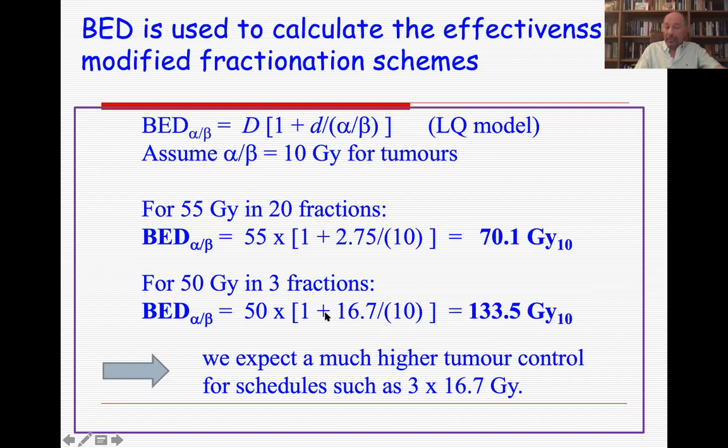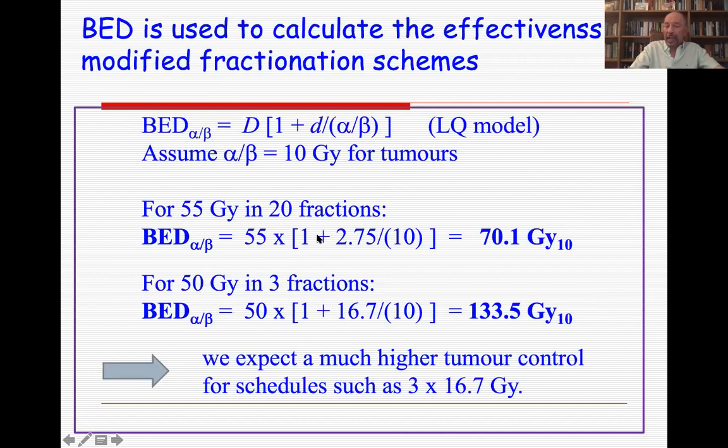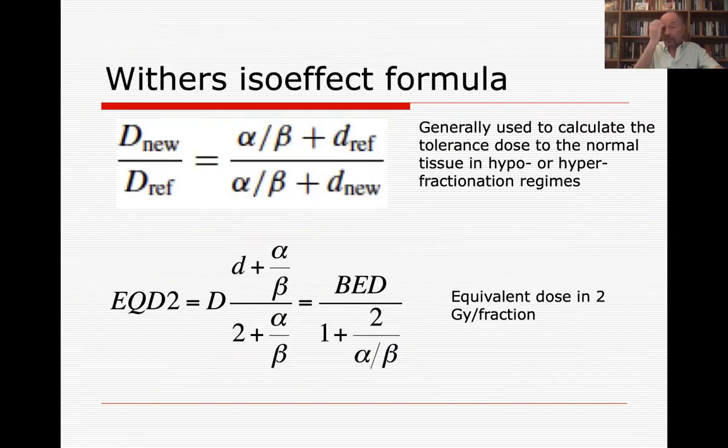The problem of going into hypofractionation, we will see, is the BED of the normal tissue. This is the BED of the tumor. Another useful formula is the so-called Wheeler's formula. This is very easy to deduce from the BED. This is used to calculate the tolerance dose to the normal tissue when you go to hyperfractionation regimes.